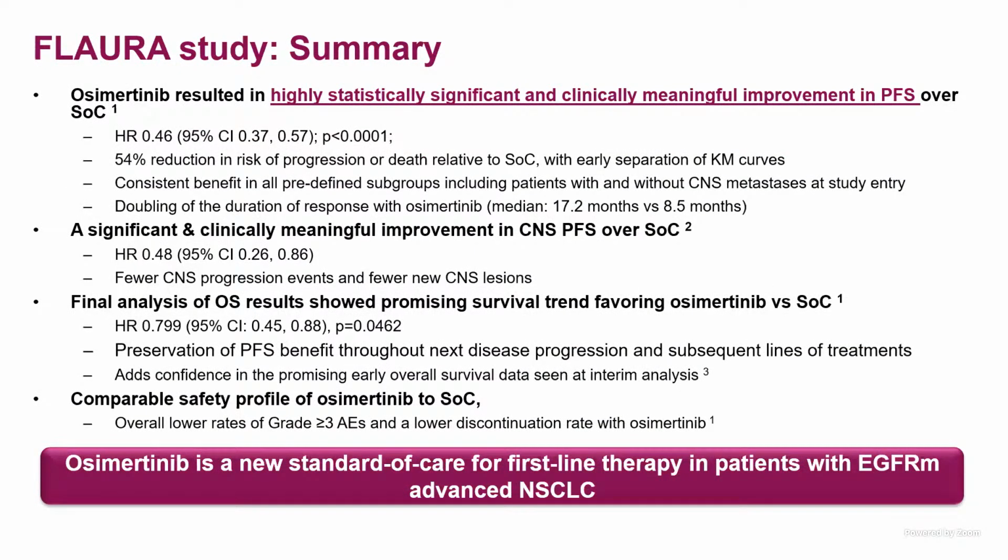To summarize, osimertinib resulted in a statistically significant and clinically meaningful improvement in PFS compared to the standard of care. The hazard ratio was 0.46, a 54% reduction in the risk of disease progression or death, with a very early separation of the curves and consistent benefit across all the predefined subgroups, and a doubling in the duration of response with osimertinib compared to the SOC. There was also a significant and clinically meaningful improvement in CNS progression-free survival. The hazard ratio was 0.48, with fewer CNS progressions in the osimertinib arm compared to the SOC.